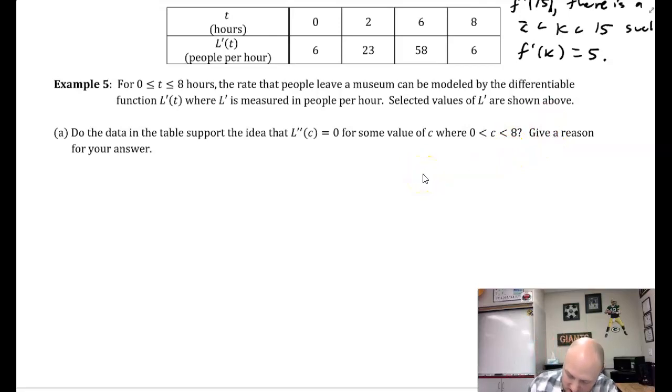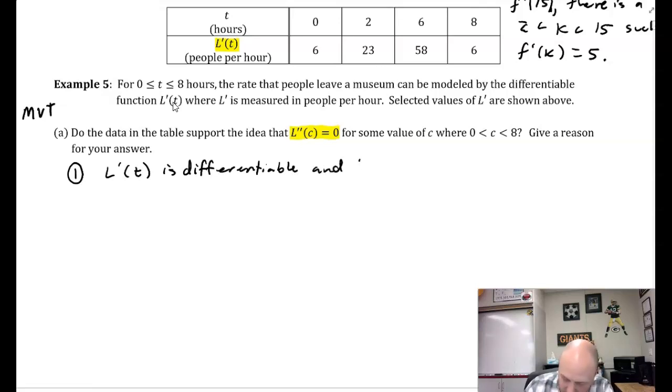So, okay, well, they just asked, does the data in the table support L double prime of C being equal to 0? So I'm going to look at my table. They give us information on L prime. So they're asking about the derivative. So therefore, this is a mean value theorem problem. Okay, and I'm going to go through my conditions. 1, is it continuous on the closed interval and differentiable on the open interval? Well, they say it is modeled by the differentiable function. So I can say L prime of t is differentiable, and therefore continuous.